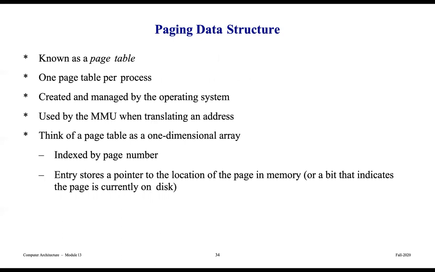How about the paging data structure? This is known as a page table. One page table per process is how it's set up, and it's created and managed by the operating system. It's used by the MMU when translating an address. So we can think of a page table as a one-dimensional array. It's indexed by the page number, and the entry stores a pointer to the location of the page in memory, or a bit that indicates the page is currently on the disk.